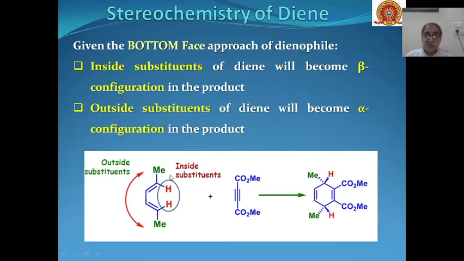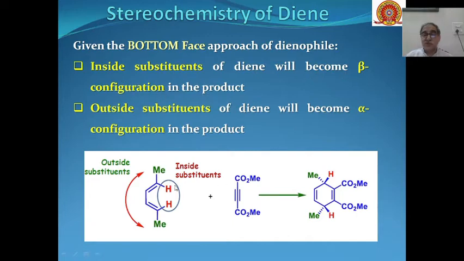Now, for example, say this is your diene, 1,4-dimethyl-1,3-butadiene, and in this case these methyl substituents are called outside substituents, and these hydrogens are called inside substituents. And if it undergoes Diels-Alder reaction with this alkyne derivative dienophile, then this will be the product formed. And as a rule, the inside substituent of the diene will become beta configuration in the product.